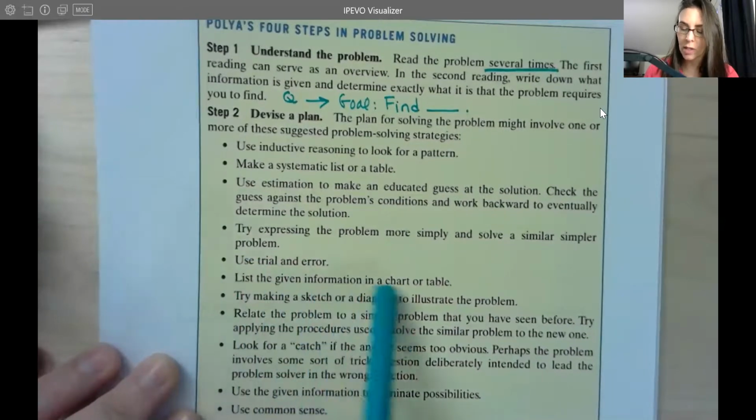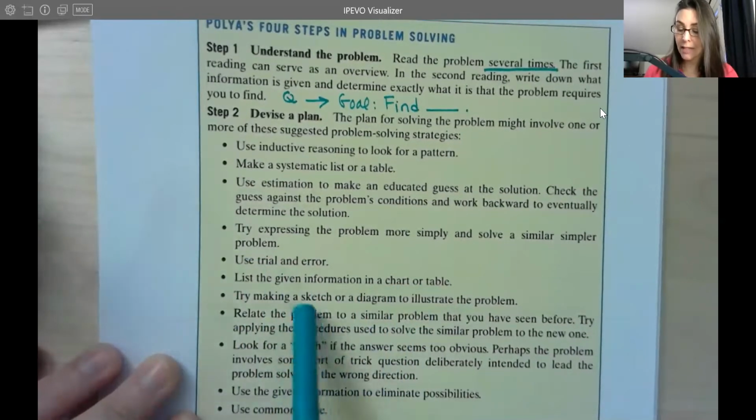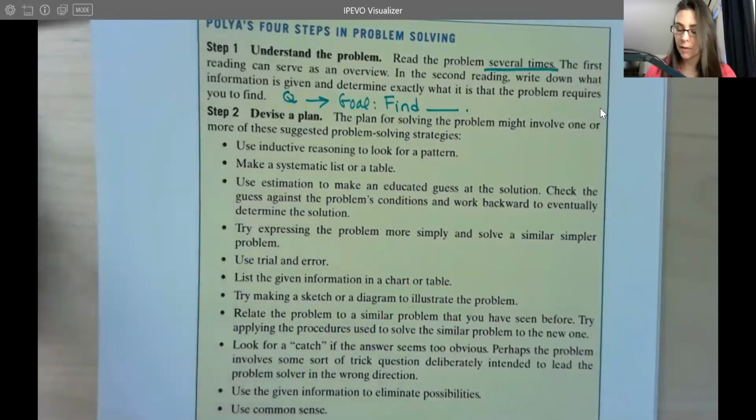You can list the information in a chart or a table. You can make a sketch or a diagram. Those are great. I love making pictures if I can.